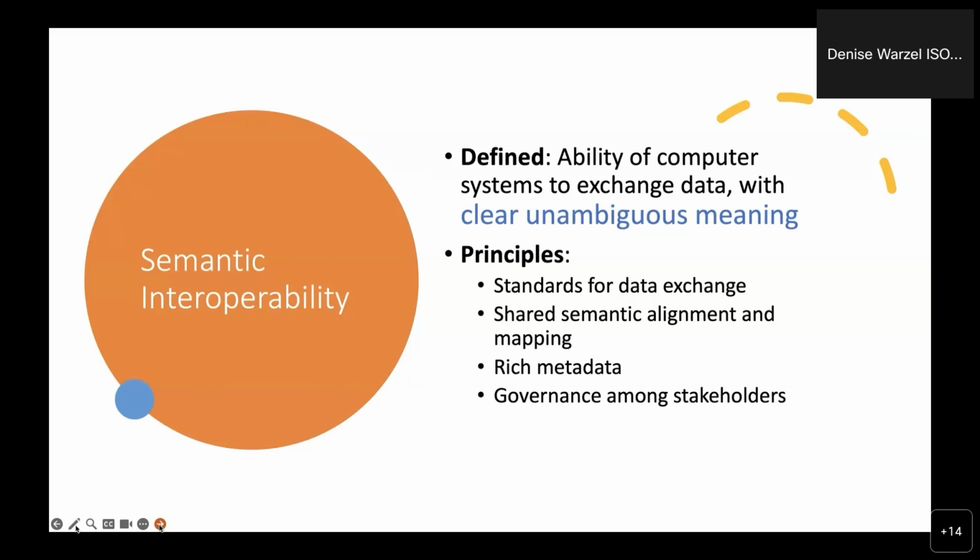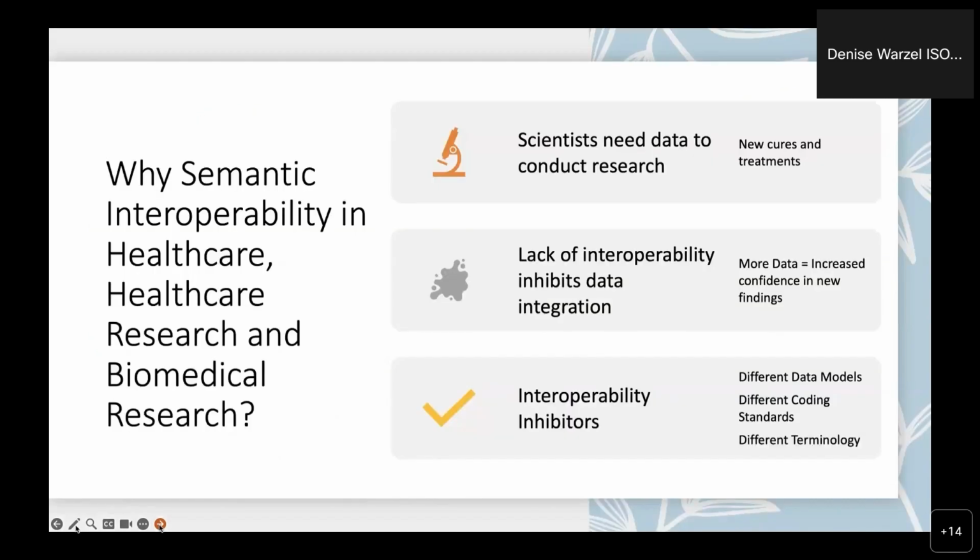We also feel there needs to be rich metadata that goes beyond just names and definitions. And some of the folks have talked about ontologies and how that can provide that richer context. And in various ways, people have talked about governance among the stakeholders, agreement to use these established standards, and a way to manage changes over time. So we think these are some key principles that we have adopted and are continuing to apply.